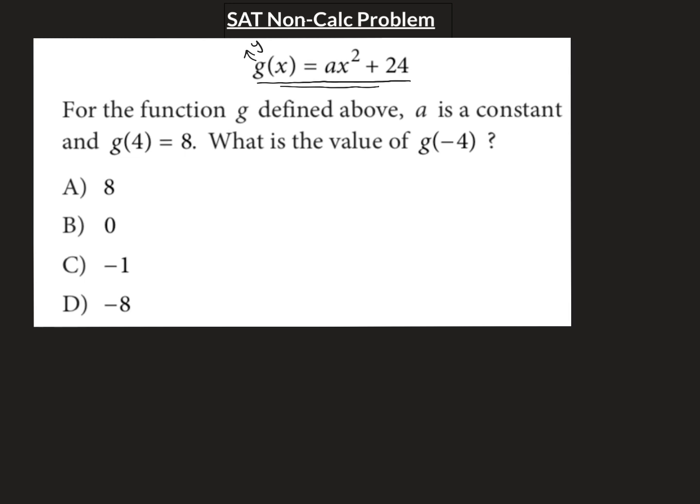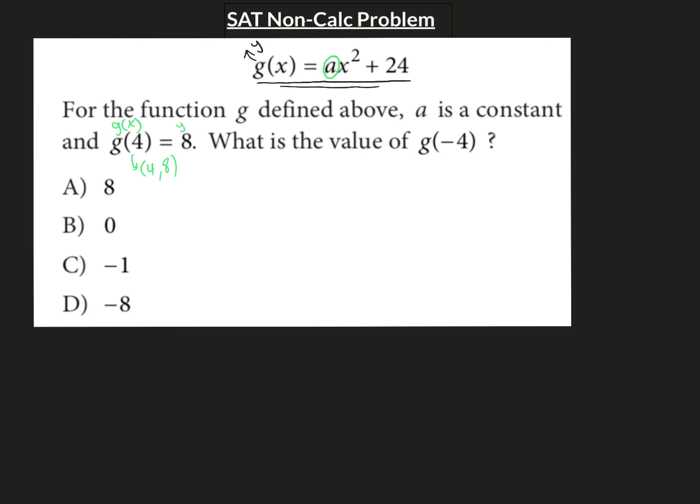Now, what we have to notice here is that we're not given one of the values. We're not given our a value. But instead of being given our a value outright and just subbing it in, we're given a data point. And this data point is 4, 8, because this is g of x, so that means we know our x value is 4, and then this function is equal to y, and so this y value is 8.